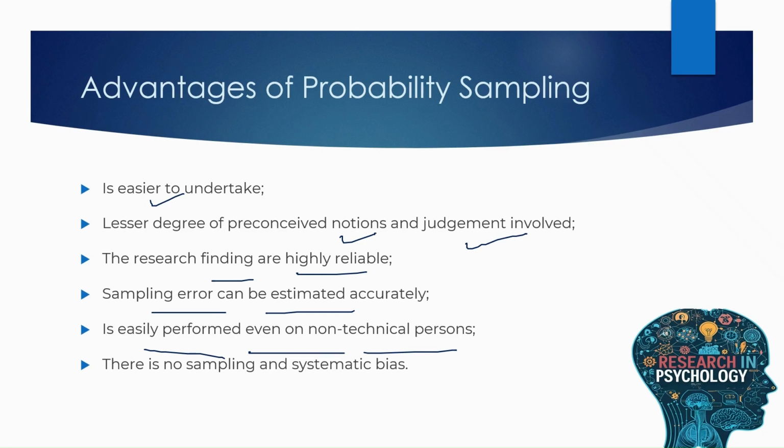Right? It's easier to write chits and pick the name. It's easier for you to put it in a drum and pick the name. So you can apply the sampling technique even with non-technical persons, and there would be no sampling or systematic bias. So probability sampling reduces or prevents any sampling or systematic bias. These are the advantages of probability sampling.